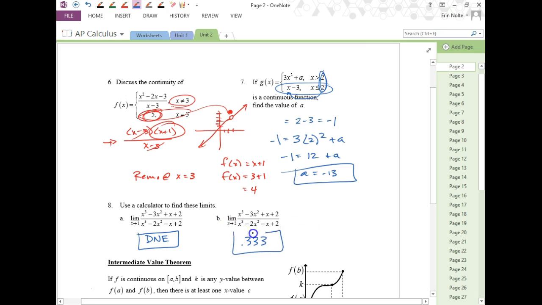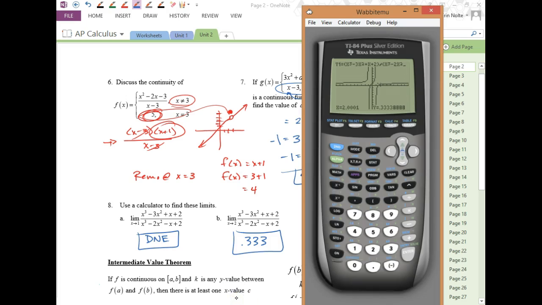Probably it was 1/3. Why can't we do it exactly? Because it's a hole. It doesn't exist at 2. There's a hole there. If you type it in, I couldn't see the hole visually, but if I typed 2 in, there was no answer that came out. So that means there's a hole there.